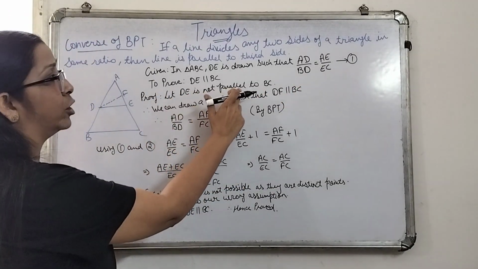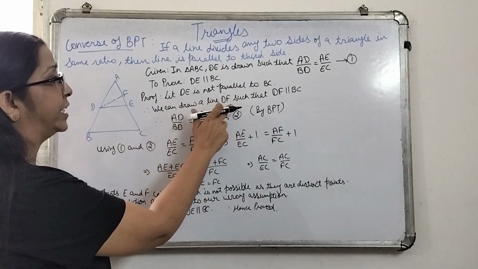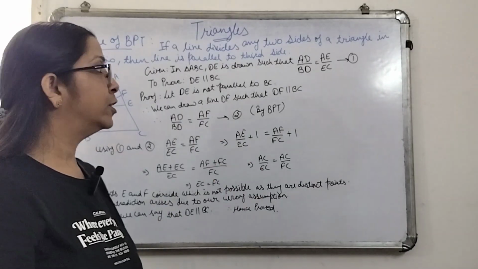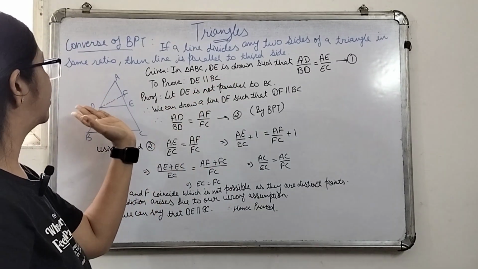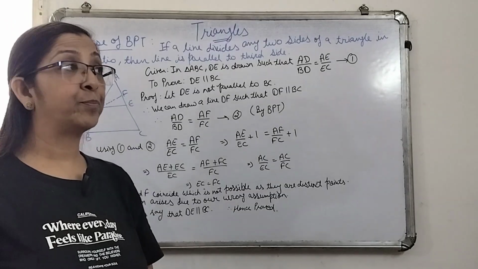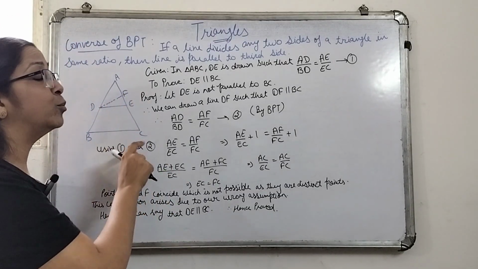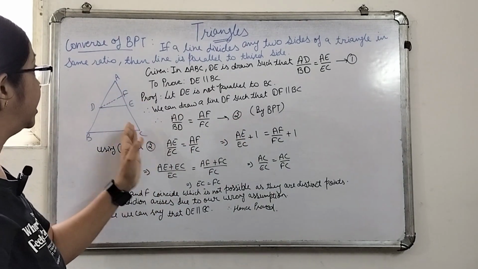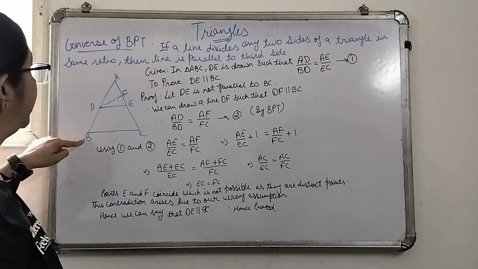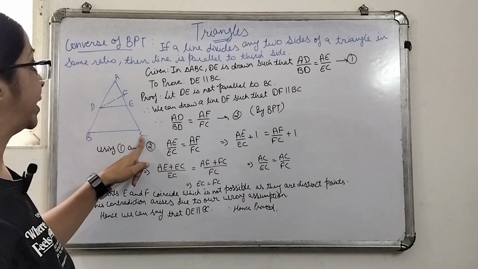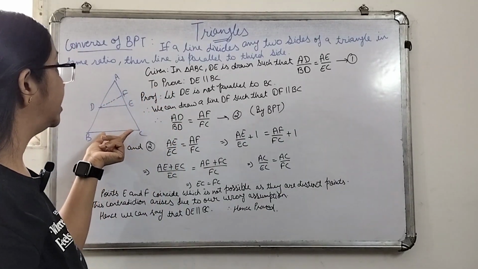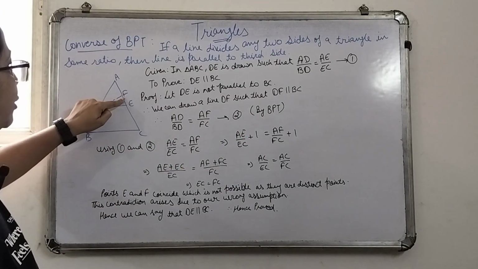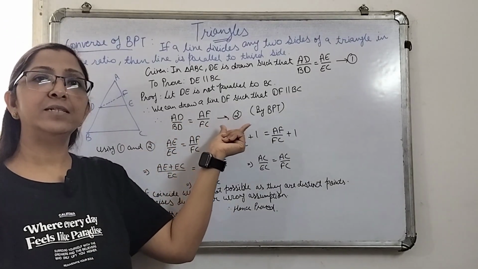So let DE not be parallel to BC. Then we can draw a line DF such that DF is parallel to BC. Now if DF is parallel to BC, just now we have read BPT, that means AD over DB will be equivalent to AF over FC. By BPT we can say that AD over DB is equivalent to AF over FC. This is our second statement.